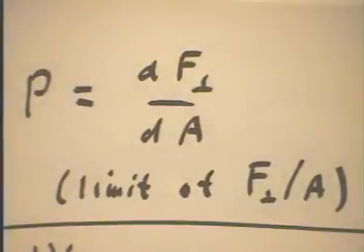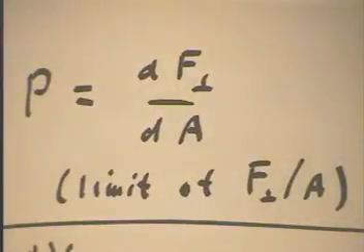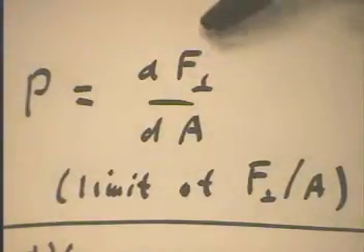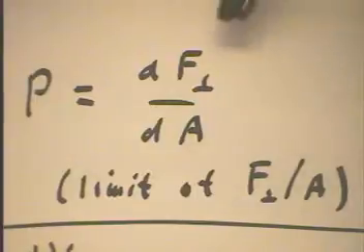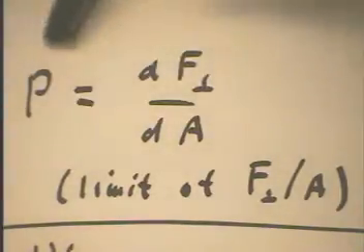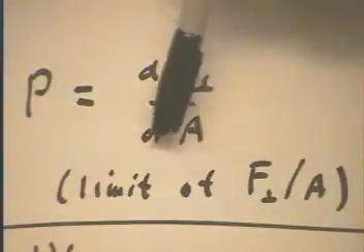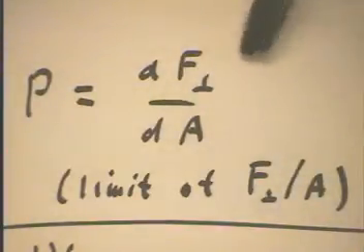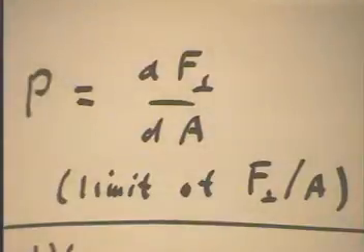That is, if we have a force acting on a small area, we have an approximation to the pressure. We take the component of the force perpendicular to the area and divide that, and we get the approximate pressure. In the limit, as the area goes to zero, what we get is the pressure at the point.